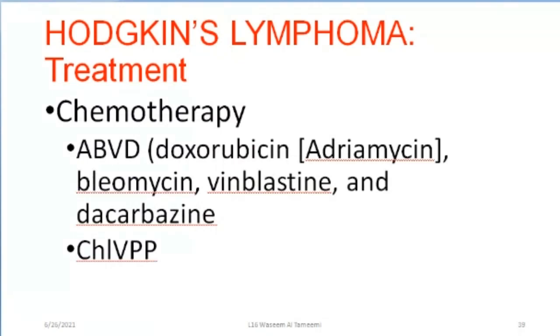In Hodgkin lymphoma, it is almost always chemotherapy, whether limited or advanced. همين limited أعطي short courses, بينما advanced أعطي long courses of treatment. Basic of treatment هو combination of A, B, V, D. هذا classical. ال A هو doxorubicin أو الأدريامايسين. ال B بليومايسين. ال V فينبلاستين وال D داكاربازين. Another combination هو CHLVPP اللي هو كلورامبيسيل, فينبلاستين, بروكاربازين and برينيزولون.